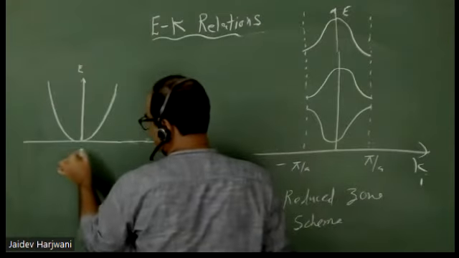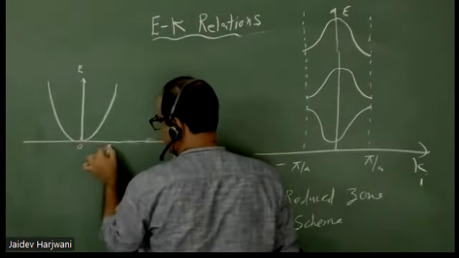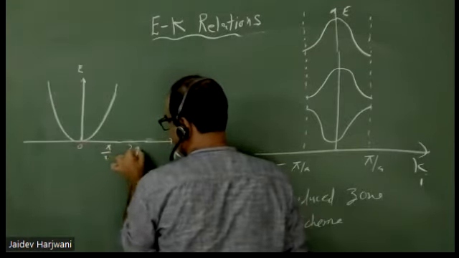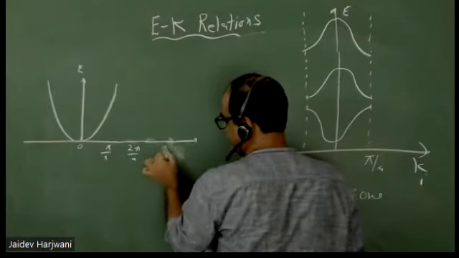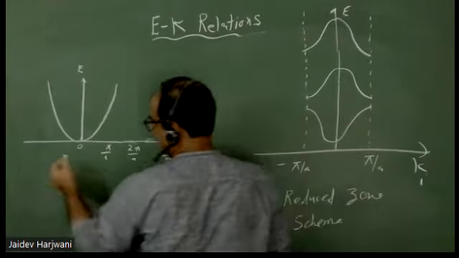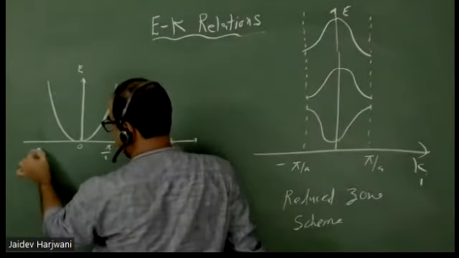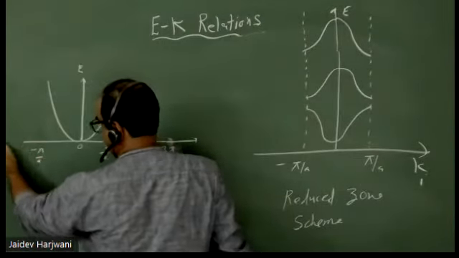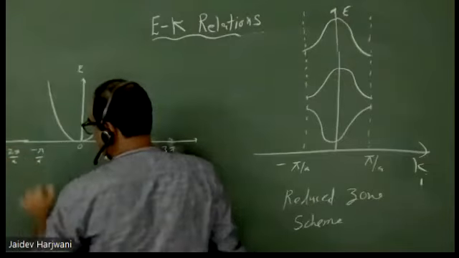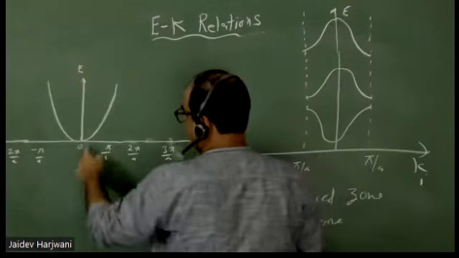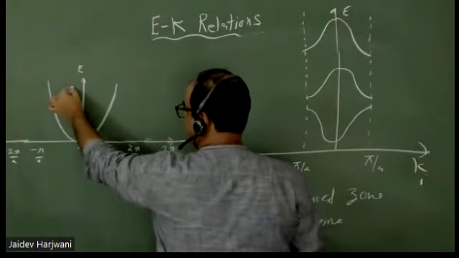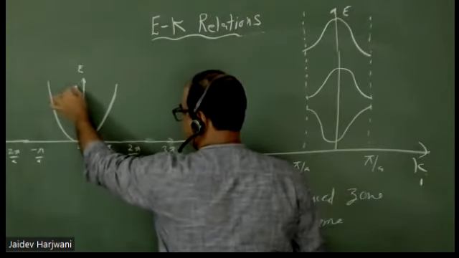Say this is 0, and say this is π/a. This is my 2π/a, and say this is my 3π/a. And here minus π/a, and again we have 2π/a. Now since they have a translation symmetry, I can plot the same graph like this also.